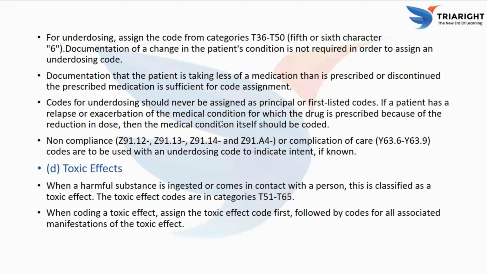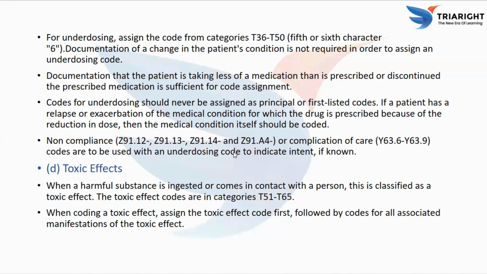If underdosing causes relapse, exacerbation and poor disease control, you have to code this medical condition first. For example, the patient skipped BP medications, which resulted in uncontrolled hypertension. So you have to assign the hypertension code I10 as the principal one, followed by underdosing of the antihypertensive drugs and an additional code for patient non-compliance. Never assign the T36 to T50 underdosing code as the principal or first listed code.